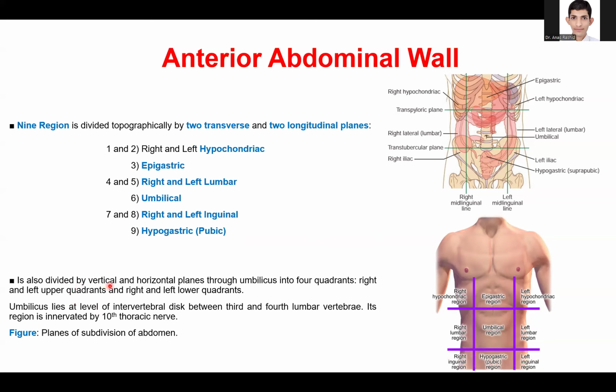It is also divided by vertical and horizontal planes through the umbilicus into four quadrants that are right and left upper quadrants and right and left lower quadrants. The umbilicus lies at the level of the intervertebral disc between the third and fourth lumbar vertebrae, and its region is innervated by the 10th thoracic nerve. So these are the planes of subdivision of the abdomen.